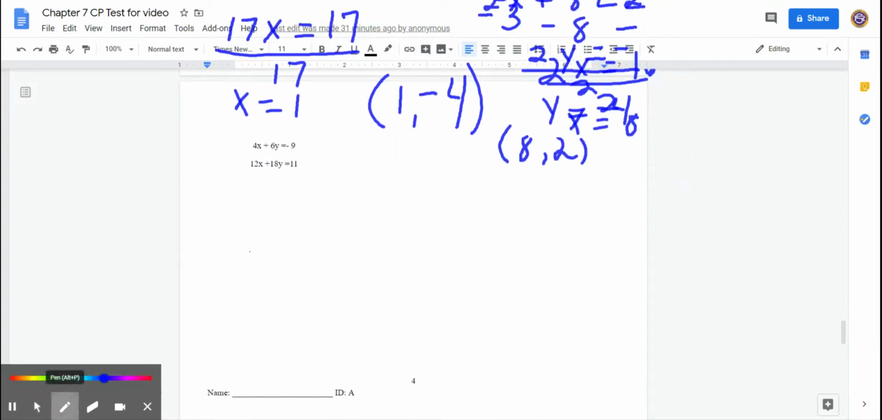The next one, notice 4 and 12 aren't the same. 6 and 18 aren't the same. But you can say, what can I multiply 4 by to become 12? Well, 4 times 3 is 12. But I want one of them to be positive and one of them to be negative. Both of these variables have positive numbers, so it doesn't matter which variable you choose to eliminate.